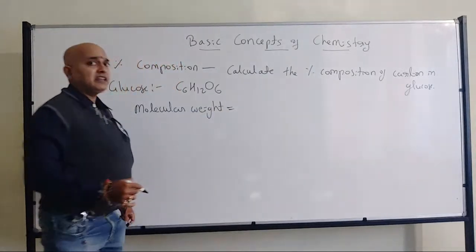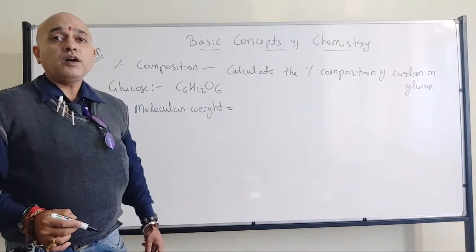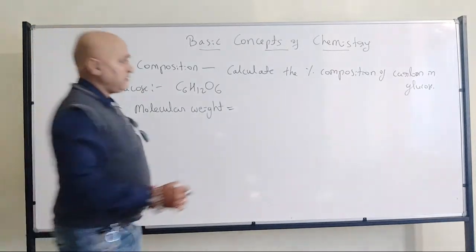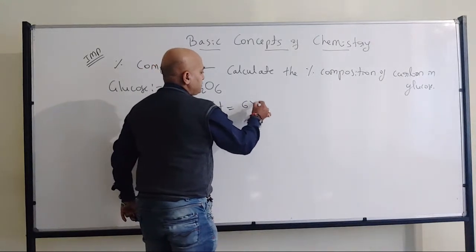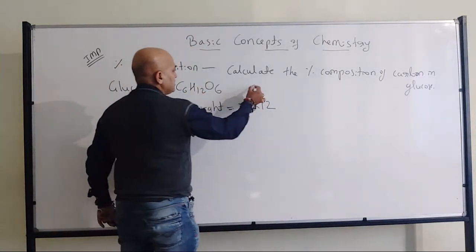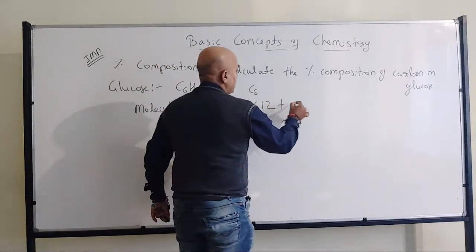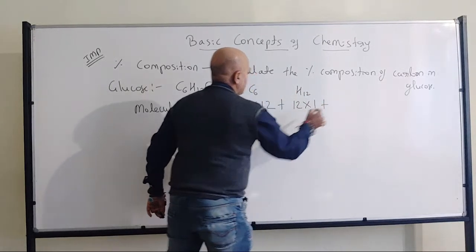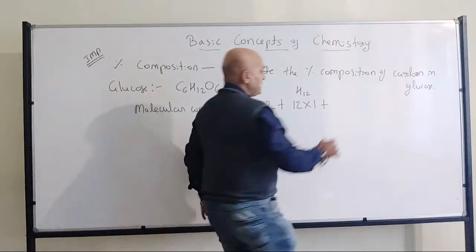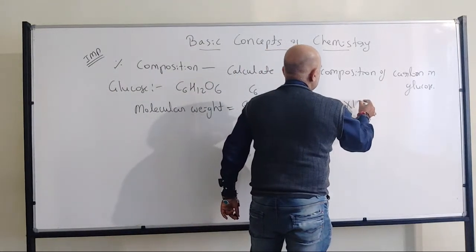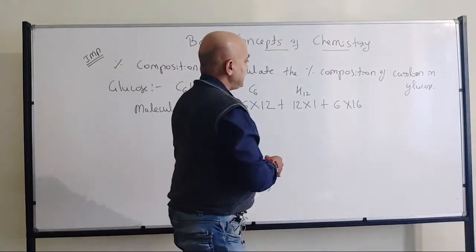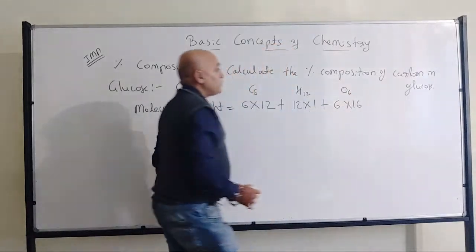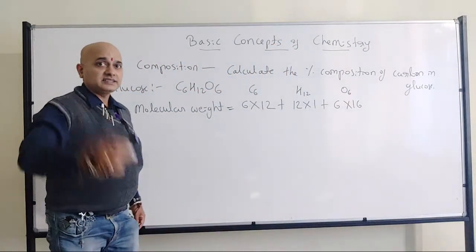I have shown how to calculate the molecular weight of a given molecule. If you know the molecular formula, we can calculate. That means 6 into 12, that is related to C6, right? Plus 12 into 1, that is related to H12, plus oxygen, that means 6 into 16, where we have 6 oxygen, that is related to O6, right? Yes, all of you are correct.